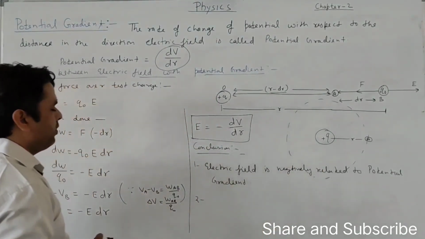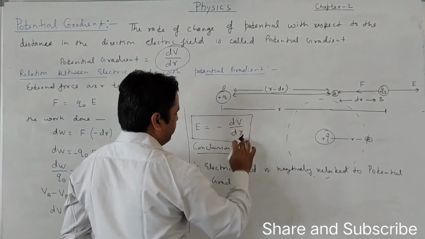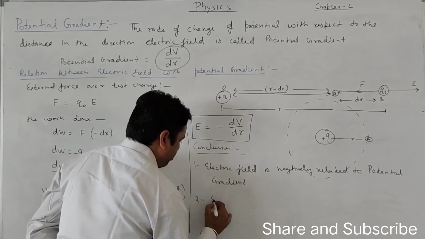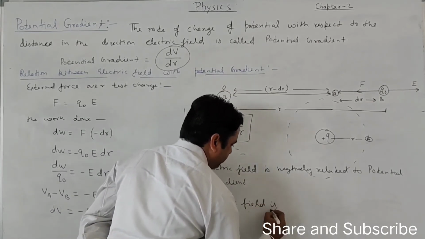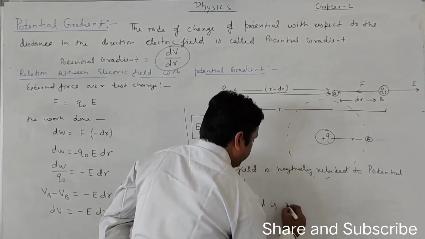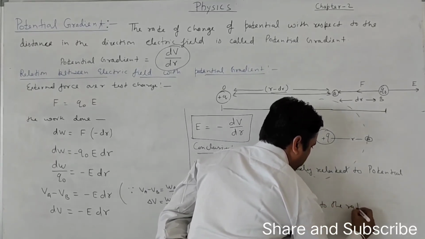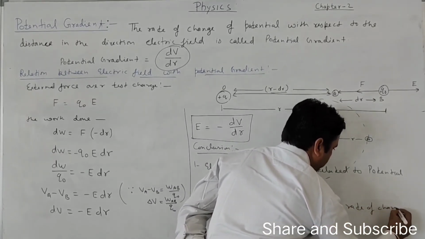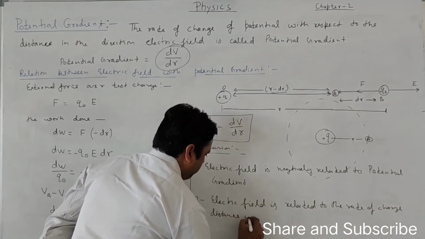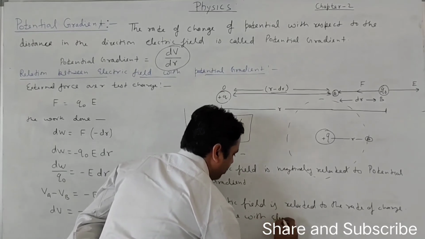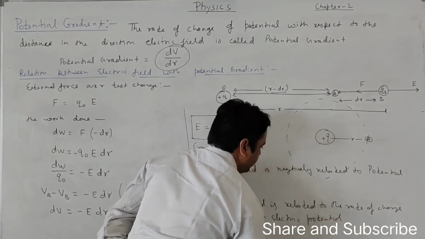So the second point in this relation is that the electric field is related to the rate of change of electric potential with distance. So these are the two conclusions which come with the help of this.